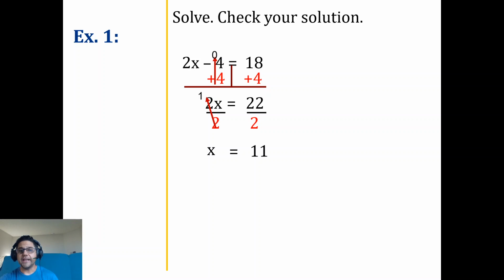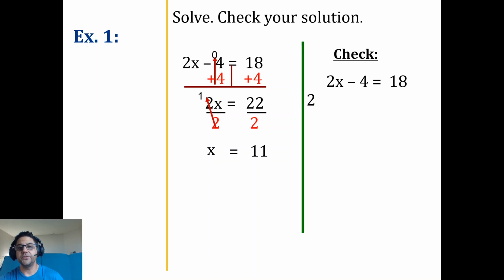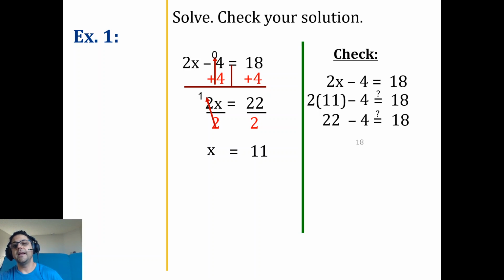And then remember, the check is really for students who are prone to making mistakes, or maybe there's a bunch of negative signs, or you just really want to make sure you have the correct answer because you really want those points and understanding. So you're going to take your original problem, and you're going to substitute the 11 for the x. So 2 times x really means 2 times 11. So we're going to ask ourselves if they really are equal, so we use order of operations, 22 subtract 4, and yes, that does give us 18. It checks out.